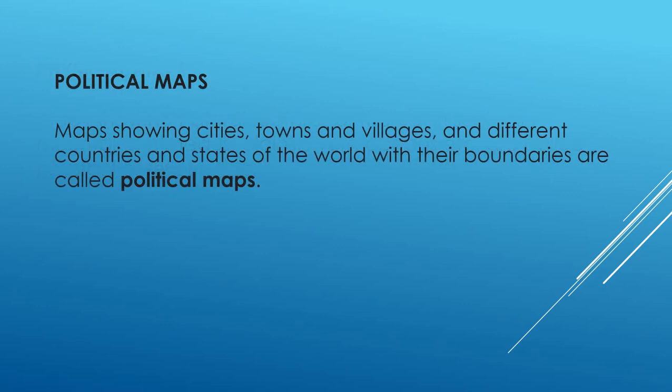Now the second one is political maps. Maps showing cities, towns and villages and different countries and states of the world with their boundaries are called political maps. In physical maps, you were seeing the physical features present on the earth, and in political maps, you are seeing the cities, towns and villages of the world and the states.